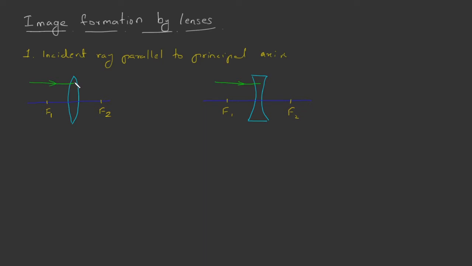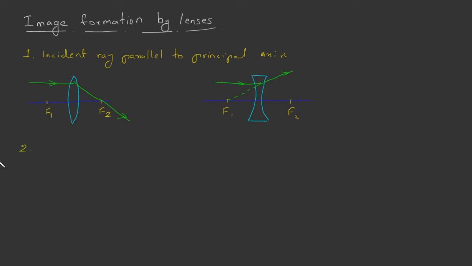For convex lens, this ray will pass through the principal focus on the other side of the lens. For a concave lens, this ray will diverge such that it appears to be coming from the principal focus located on the same side of the lens. So this is one ray we are going to consider for drawing ray diagrams of lens. That is the incident ray parallel to the principal axis.